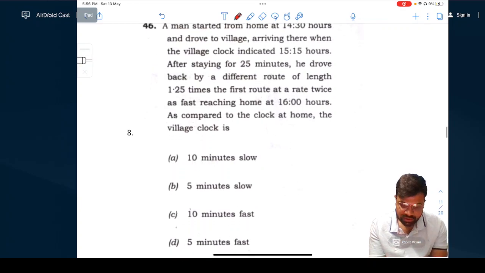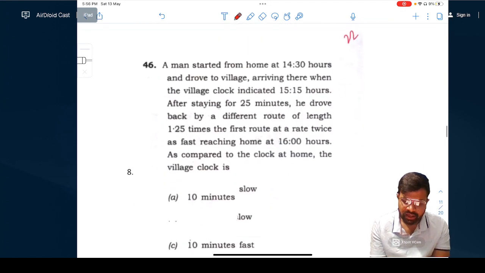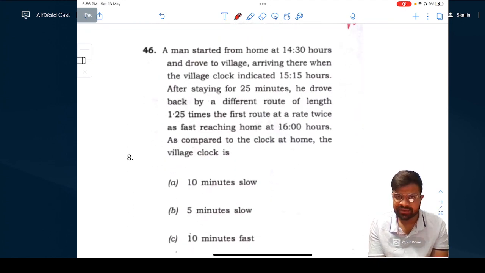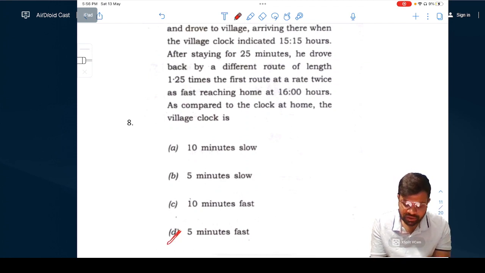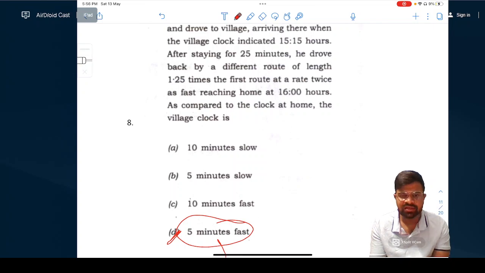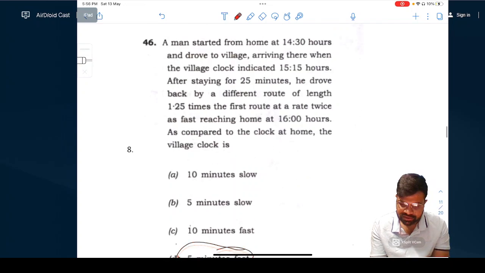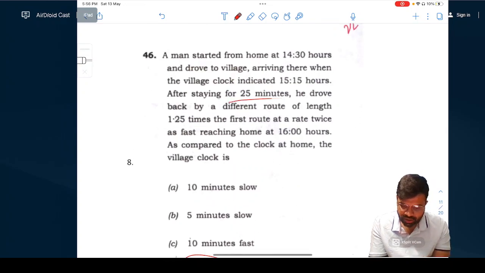Okay, see this question, there are two ways. This is a tough question of time, speed and distance. It is last year's question. So either you can go by the options, start from D as I advised you. If you take 5 minutes fast, you will be able to arrive at the answer. Otherwise, we can also do it by the logic that we have seen. So see, 25 minutes is there, 25 minutes is there.